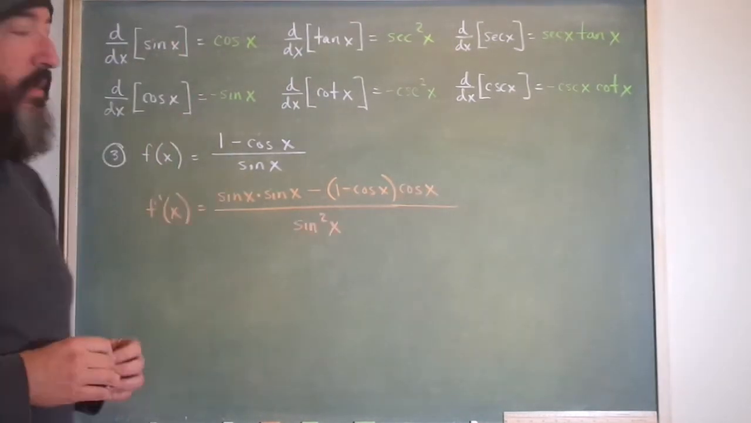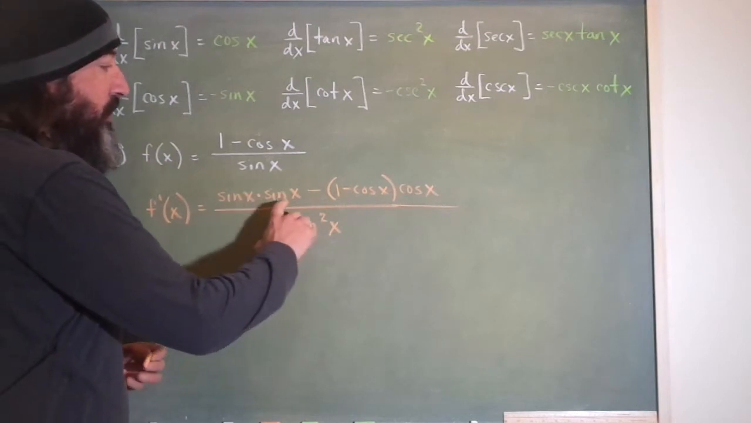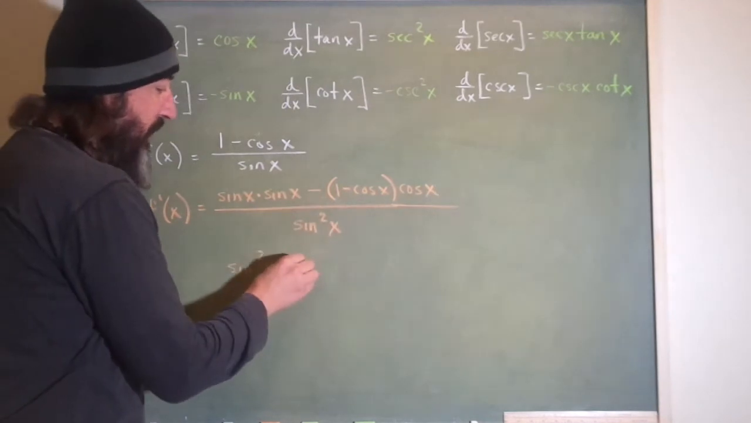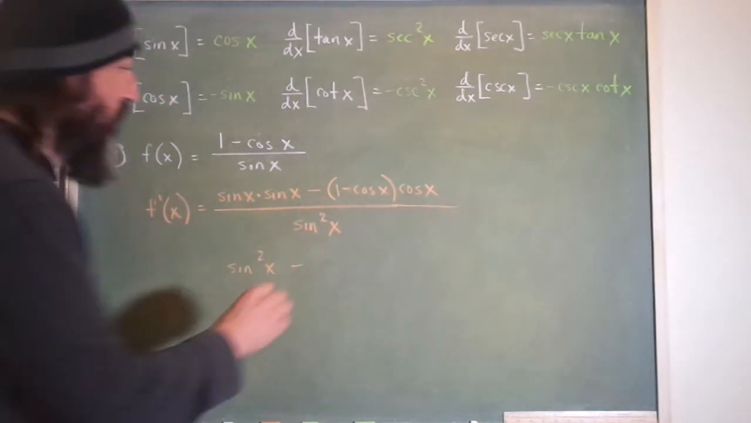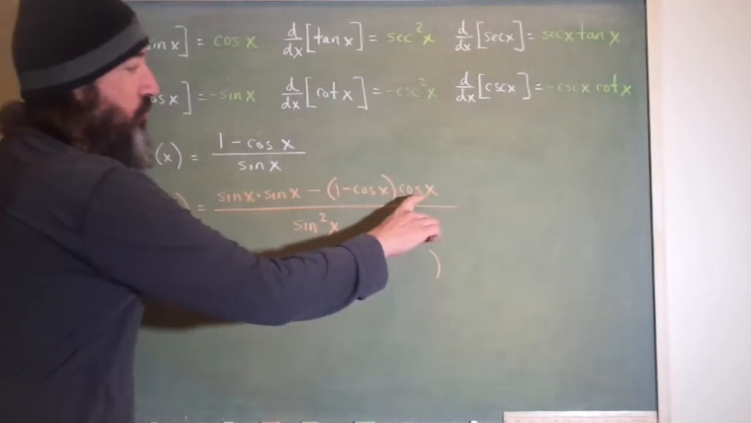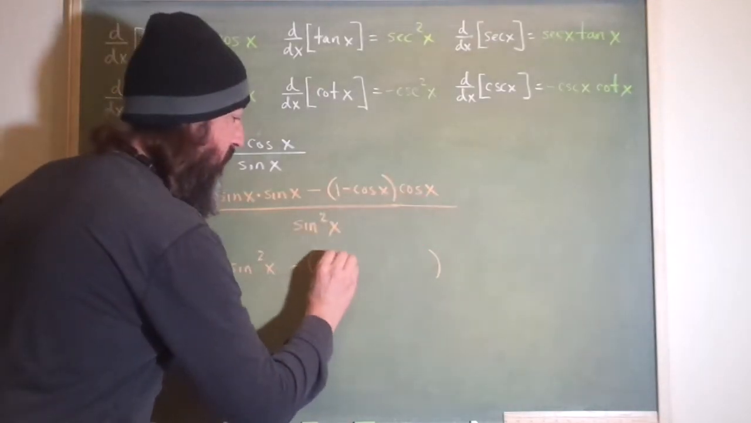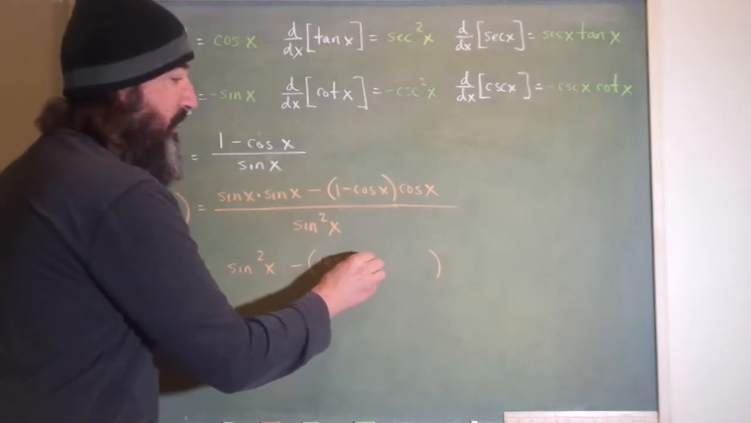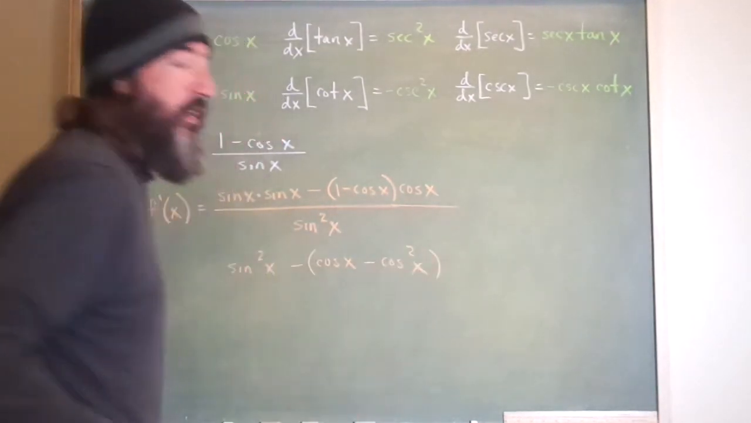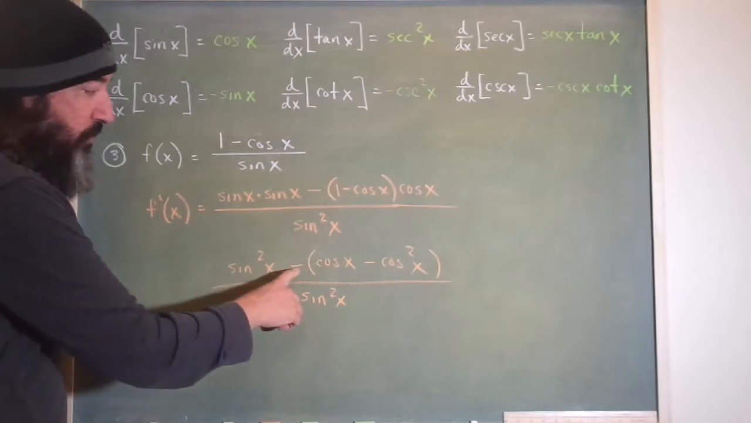Let's see if we can neaten this up a bit. I know sine of x times sine of x is sine squared of x. And then I'm going to subtract what I get when I distribute that cosine of x, so I better put this in parentheses. Of course, cosine of x times 1 is cosine of x. And then minus cosine of x times cosine of x is cosine squared of x. I think I'll distribute my negative.